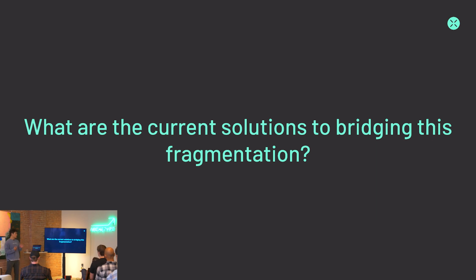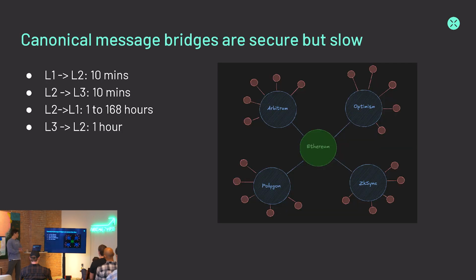And we've come up with some solutions to bridging this fragmentation, and the solutions are not quite there. So today, all of those lines connecting the spokes and the hubs are canonical message bridges, and they're pretty slow, and that's kind of why I do what I do at Cross and why a whole ecosystem of bridges has spun up that are offering faster bridging. L1 to L2 usually takes 10 minutes. L2 to L3 is going to take about the same time. These are rough estimates, but we're talking on the order of minutes, not seconds.